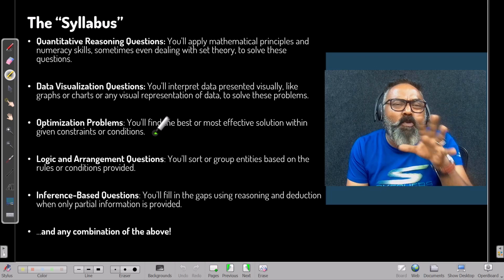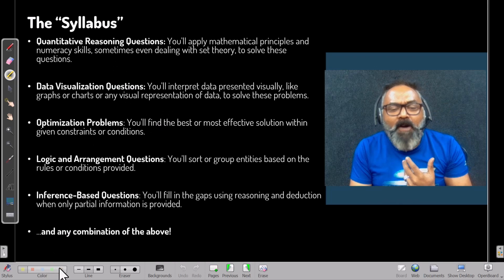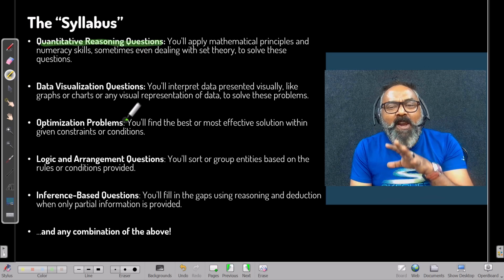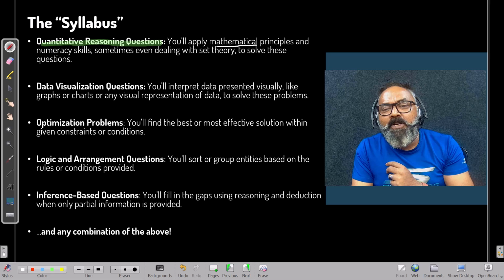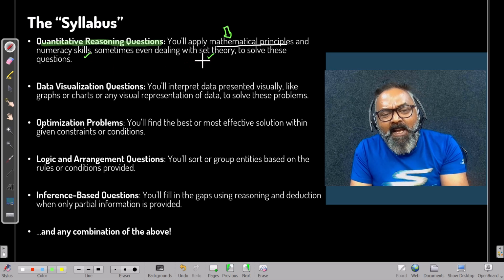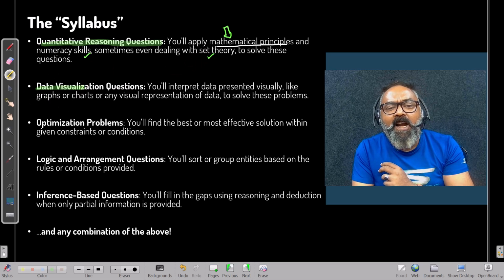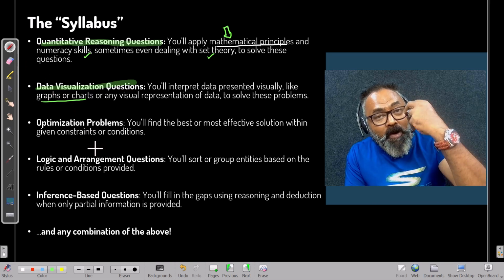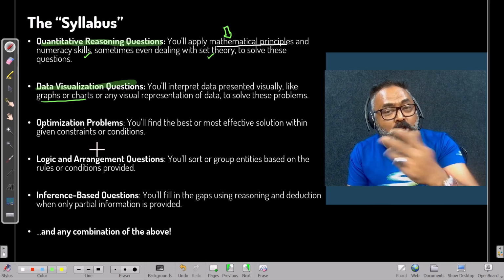The way in which I look at the sets, one kind of set could be about quantitative reasoning questions, where essentially you are using mathematical principles. So this could be about numerical skills, even set theory, that is one kind. Second are these data visualization questions, where graphs and charts are inherent, and your interpretation of the graphs and charts is crucial to answer the question.